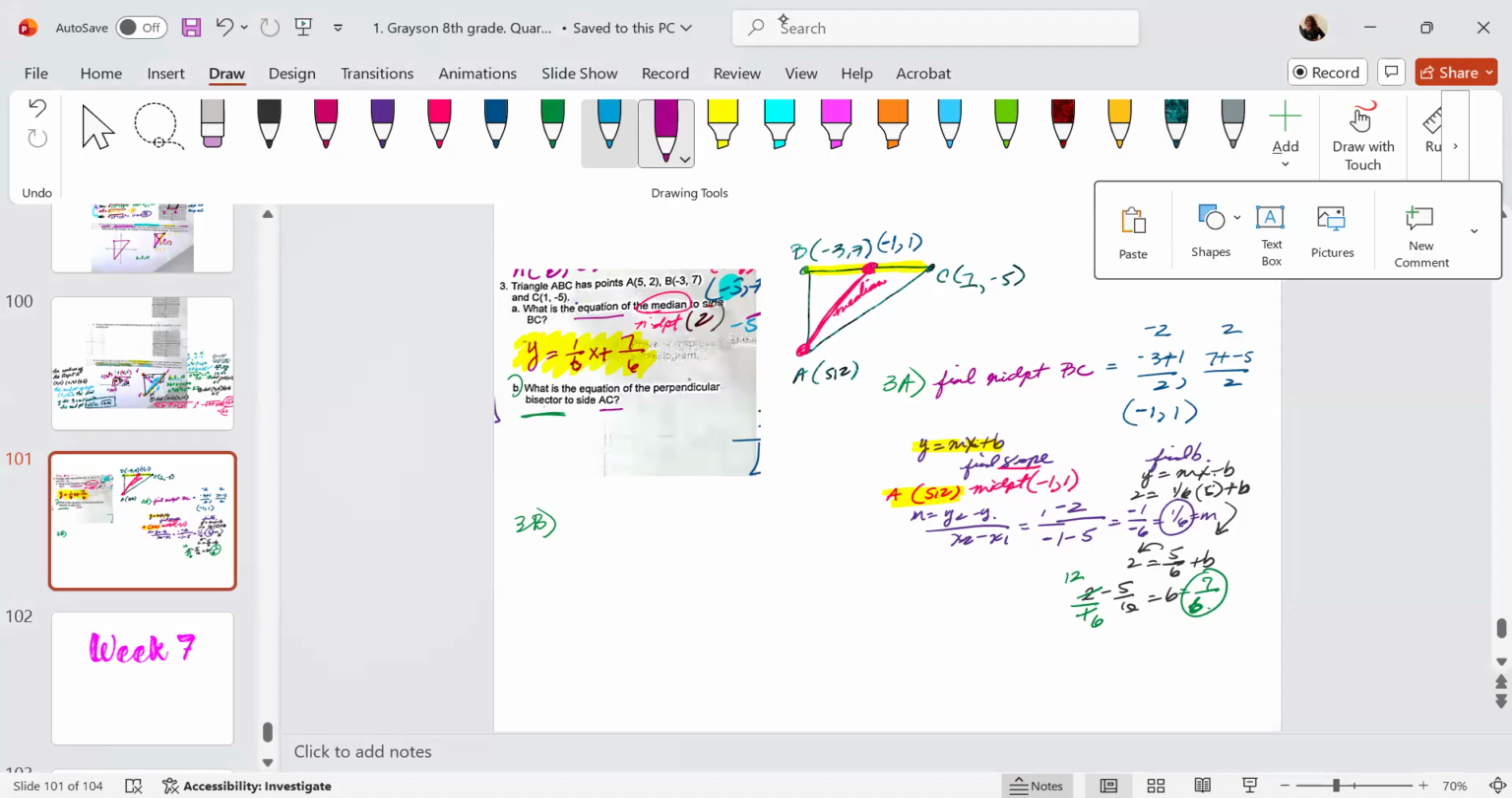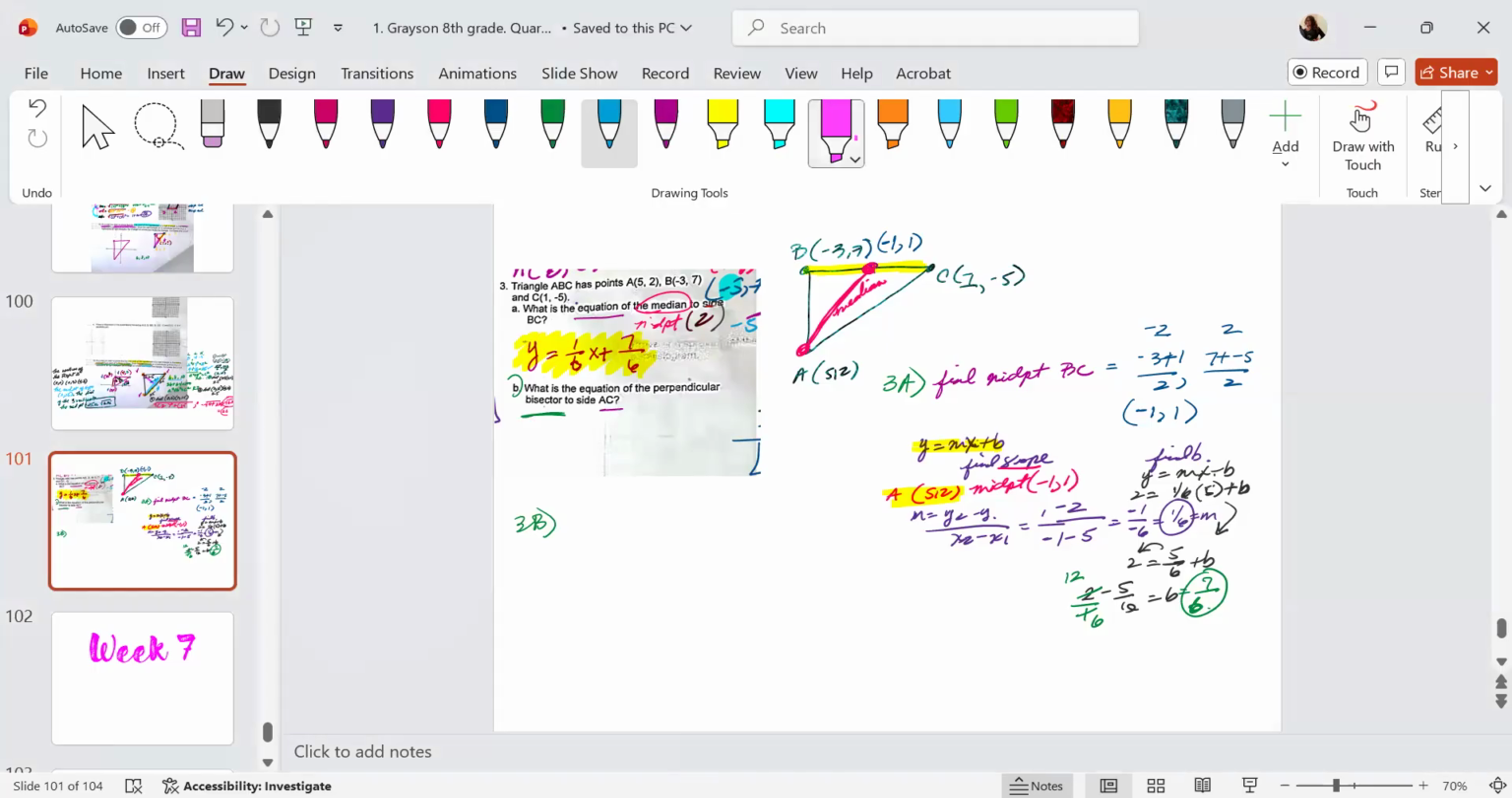Okay, AC is right here. It's this red or pink line right there, right? So if you're looking for a bisector to this side AC, what is the equation of the perpendicular bisector to the side AC? Regardless of where this perpendicular bisector is going to be, you will need to find the slope to this pink line. So find the slope of AC.